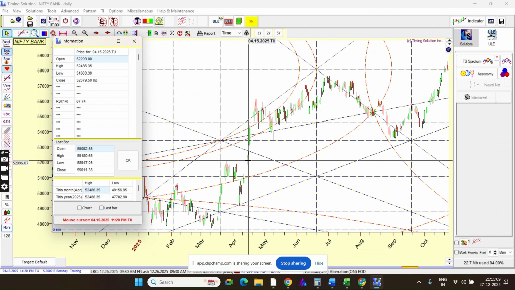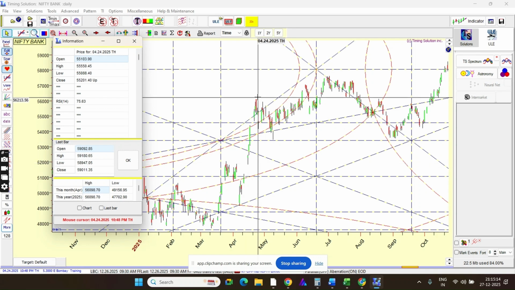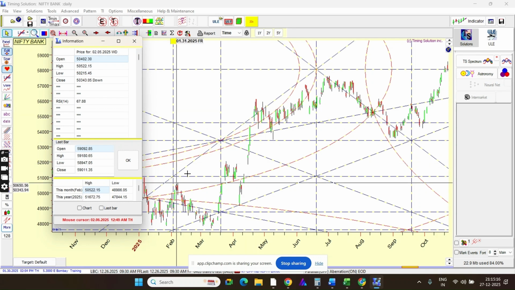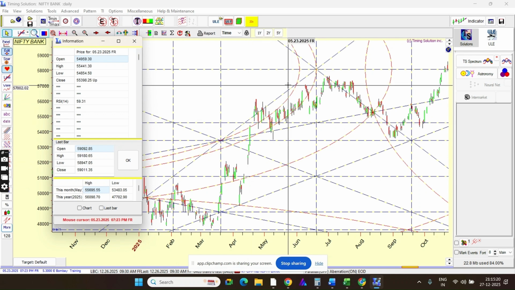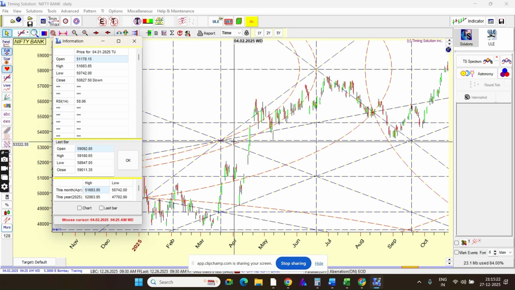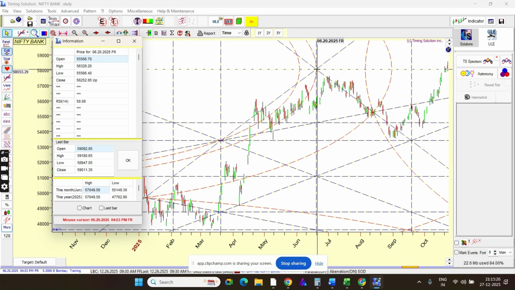We took off with a gap above this high, and then we went to the major angle. This is the 1 by 1 angle. Now this angle cluster is coming around 26 June 2025. So this was a major time period here.